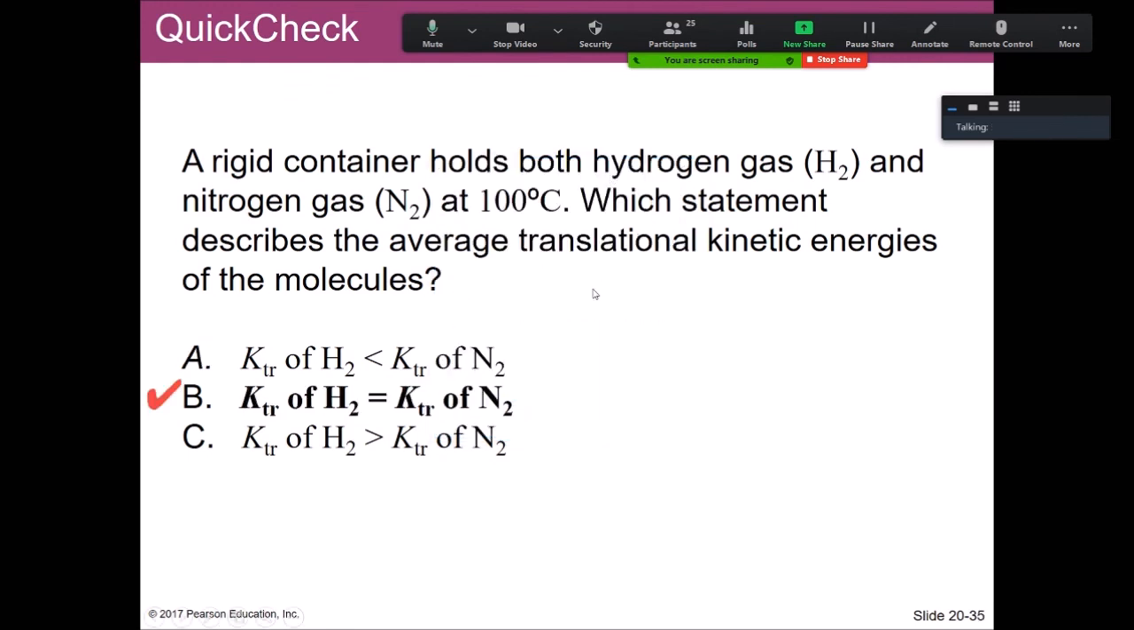B's. Right, because the average kinetic energy is a function of one thing, and that's temperature. And if these things are at the same temperature, they have the same average kinetic energy. The difference is they have different masses, so they have different speeds, but the kinetic energy is the same. Fantastic.